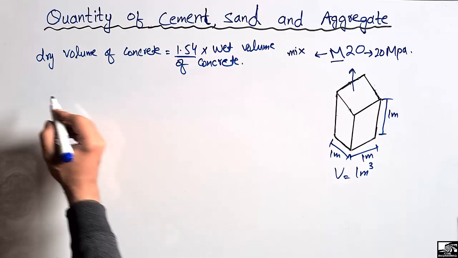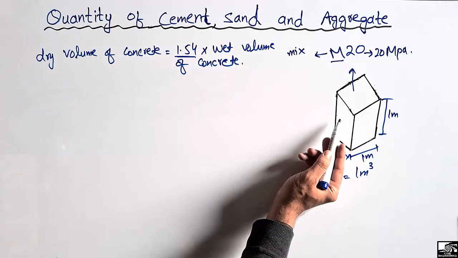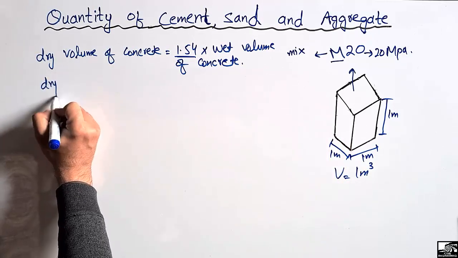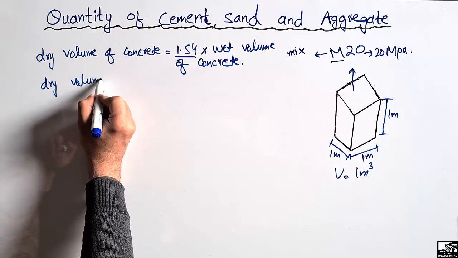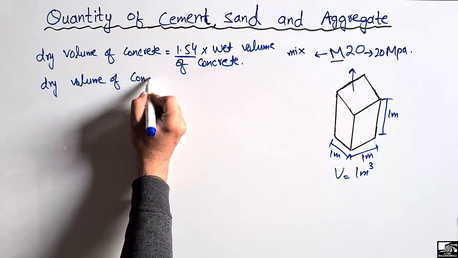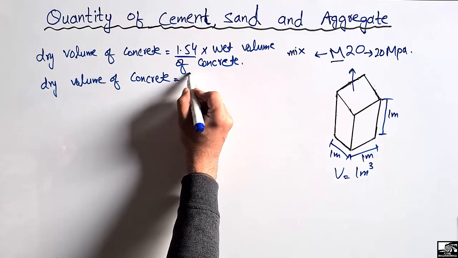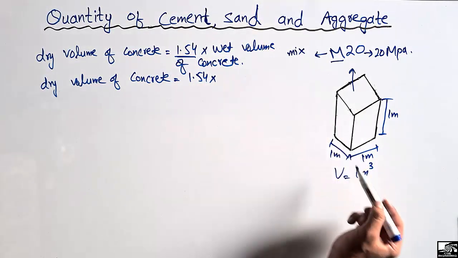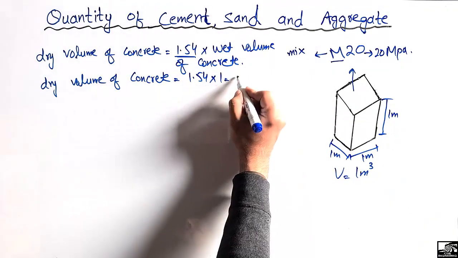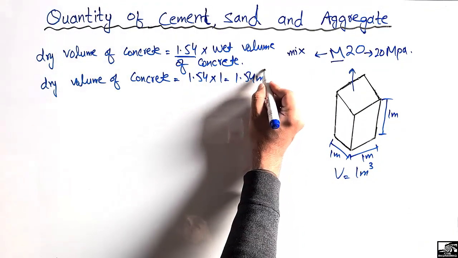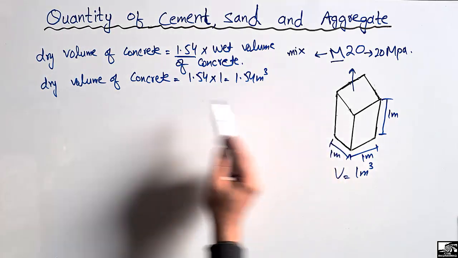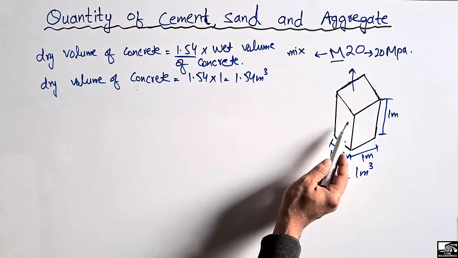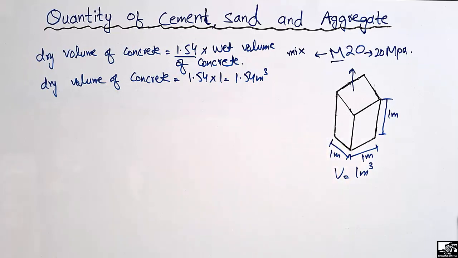So the dry volume of the concrete for this cube will be 1.54 multiplied by the wet volume of the concrete of this cube, which is 1 cubic meter. So it means 1.54 cubic meters is the dry volume of the concrete used in this cube. Now, what are the quantities of cement, sand and aggregate used in this cube?